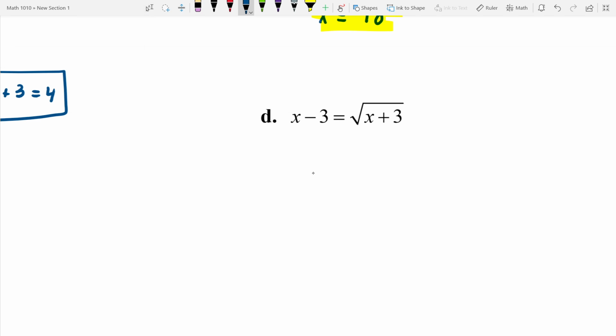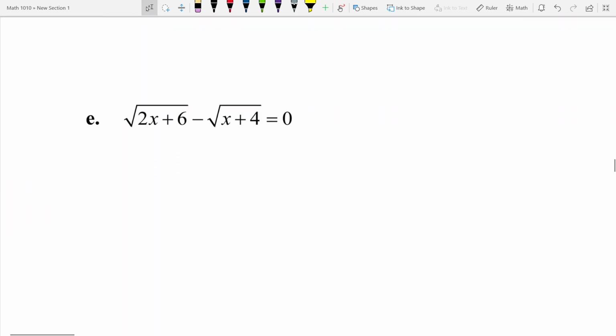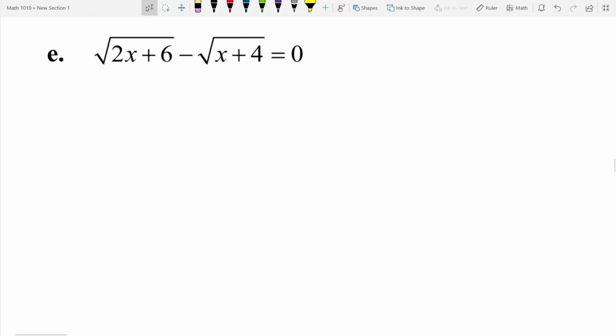Okay? Question D, we're actually going to throw that one out and we're not going to do it at all. And now we're here on question E. Okay, so question E is a little different. You have more than one root. So if you have more than one root, the first thing you want to do is split them apart.